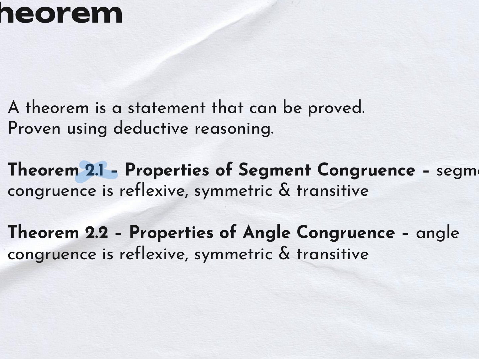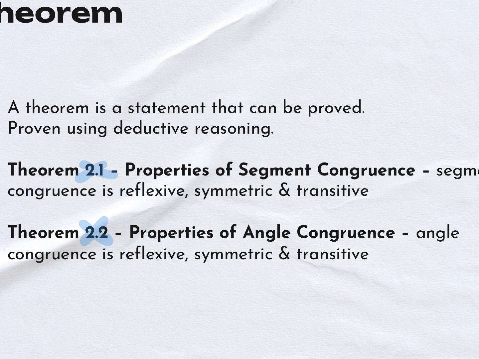And then theorem 2.2, again, the number is not important, is properties of angle congruence. So all those properties of equality we saw yesterday, we can now say that angles are also congruent, and we can use the reflexive, symmetric, and transitive property of congruence instead of equality.